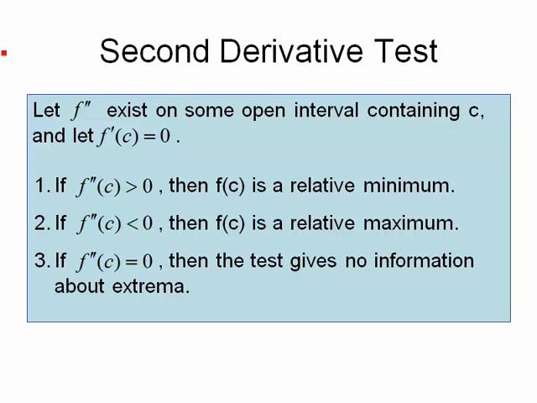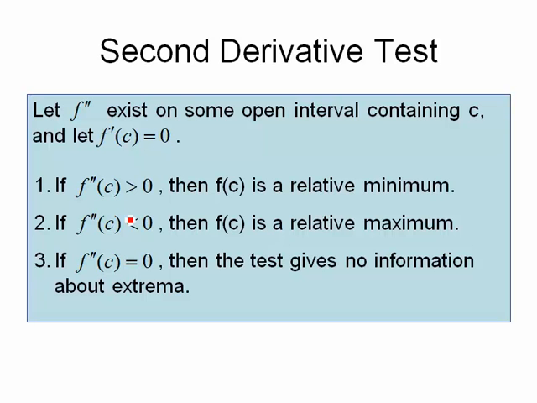Let f double prime, or the second derivative, exist on some open interval containing c. And let f prime of c equal 0. That just means that at c we have a critical point. If f double prime of c, or when we put c into the second derivative, we get a positive number, then f of c is a relative minimum, because that tells me that it's concave up.